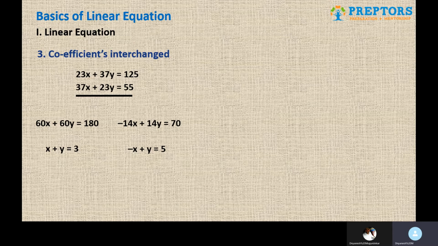And again, when you divide throughout by 14, just a little bit more simplification, you get minus x plus y is equal to 5. So whenever coefficients are interchanged, you add and subtract both the equations. You further simplify them, and you will get two new equations. Now these two new equations, you are going to solve. Obviously you will add them, then plus x minus x gets cancelled. You will have the value of y, substitute in any one of them, you get the answer for x. So this is how you simplify this category, coefficients interchange.